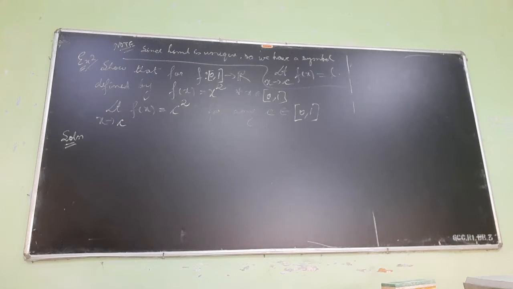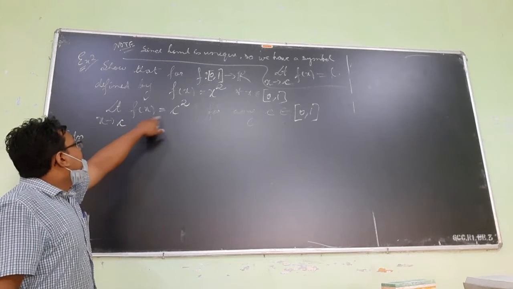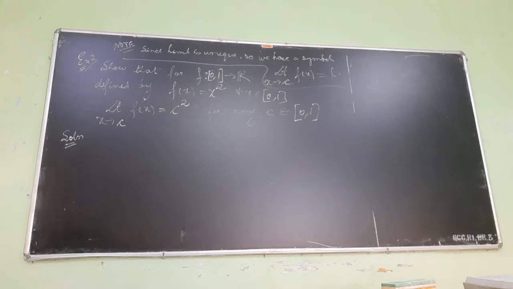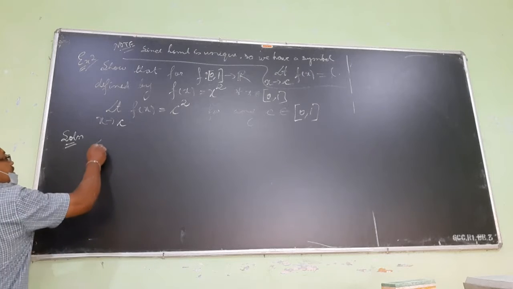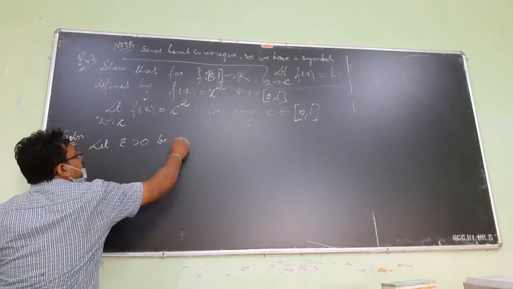Try with this. Show that for f from [0,1] to R defined by f(x) = x² for all x in [0,1], the limit as x tends to c of f(x) is c² for any c inside [0,1]. Okay. So you start with: let epsilon greater than 0 be given.